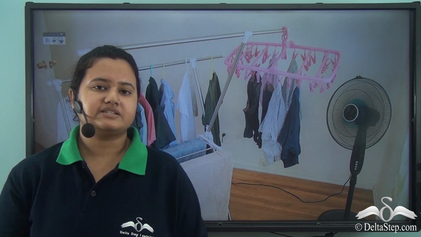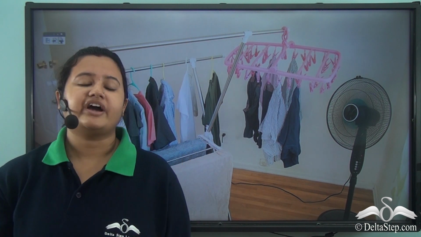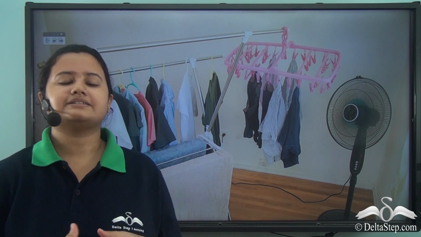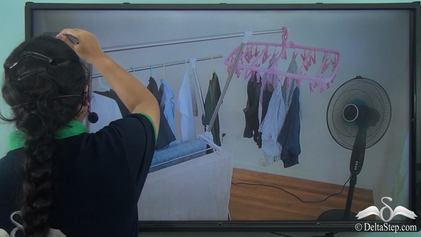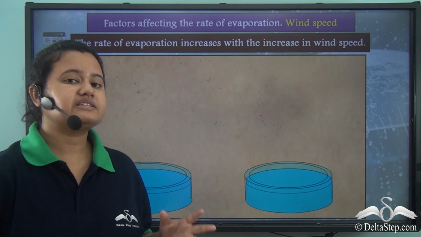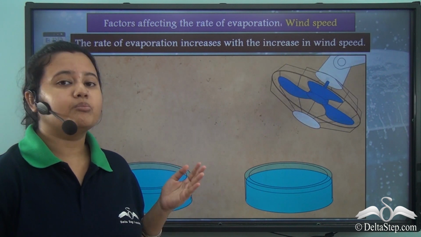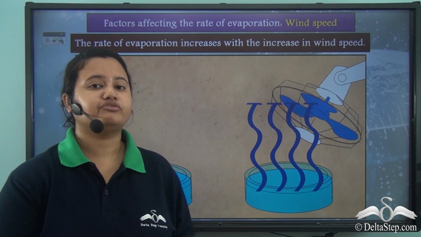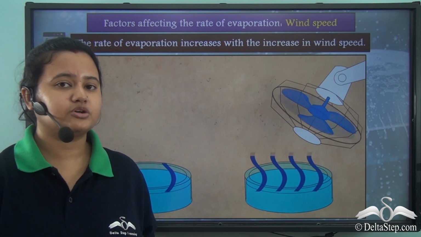Have you ever noticed that wet clothes dry faster under a running fan than in normal conditions? Now, why is this the case? The reason is that if the wind speed is more, then more water molecules will escape from the surface of the liquid in the form of water vapor.